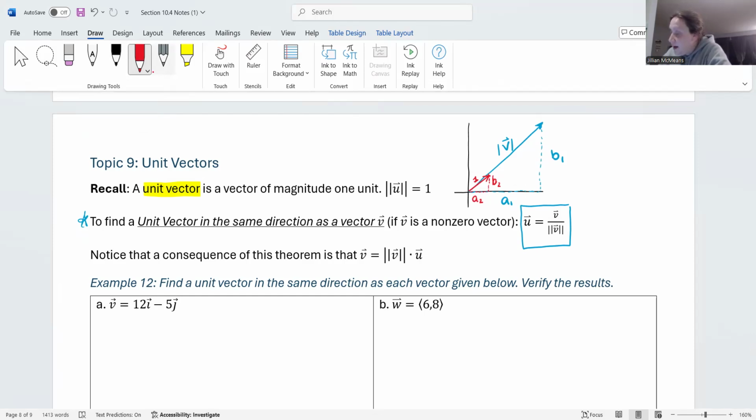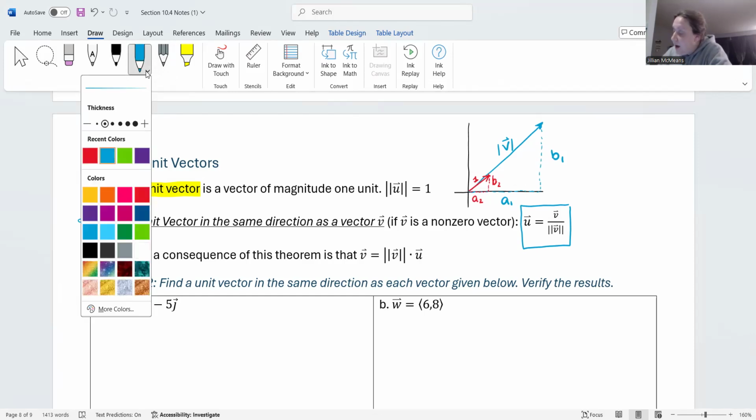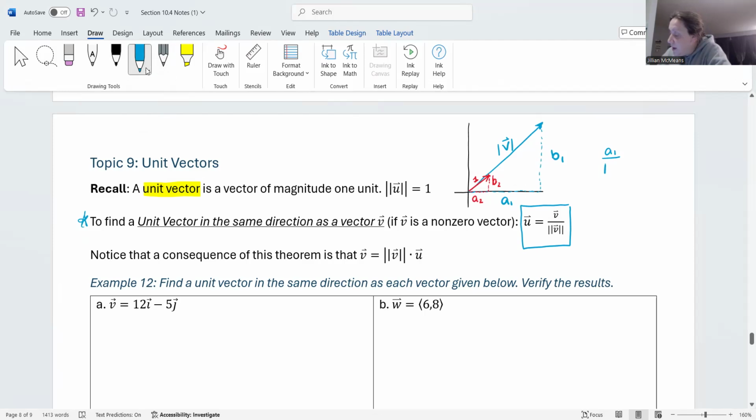If I take a1 and divide it by the magnitude of v, that's going to give me a2. And if I take b1 and divide it by the magnitude of v, that's going to give me b2. So that's going to give me the components of my unit vector. So then I could say u is going to equal a2, b2. So all we have to do, if we're given some vector, is find its magnitude, take the components of that vector, and divide them by the magnitude. That will then give us the components of our unit vector.